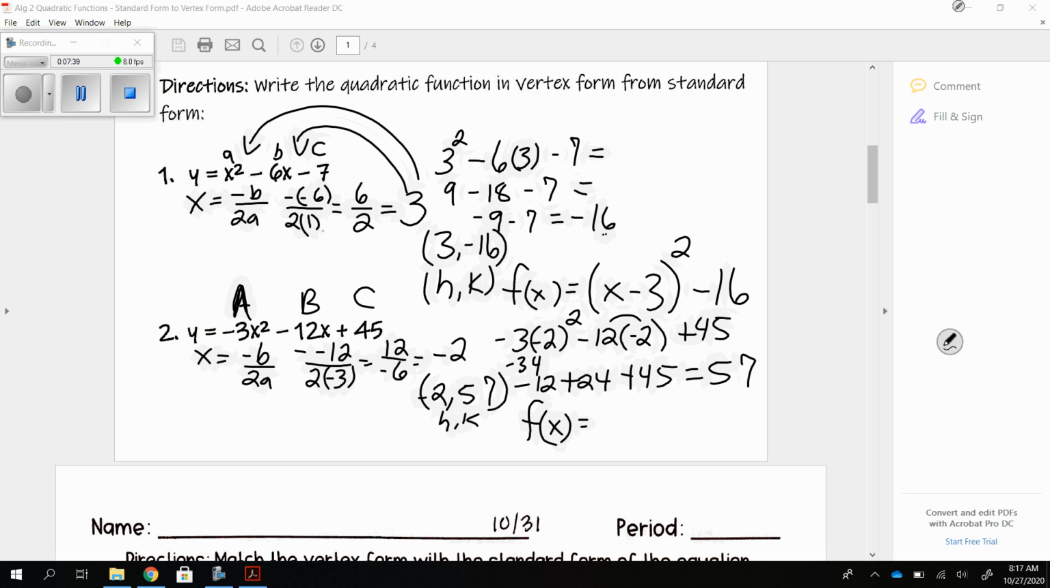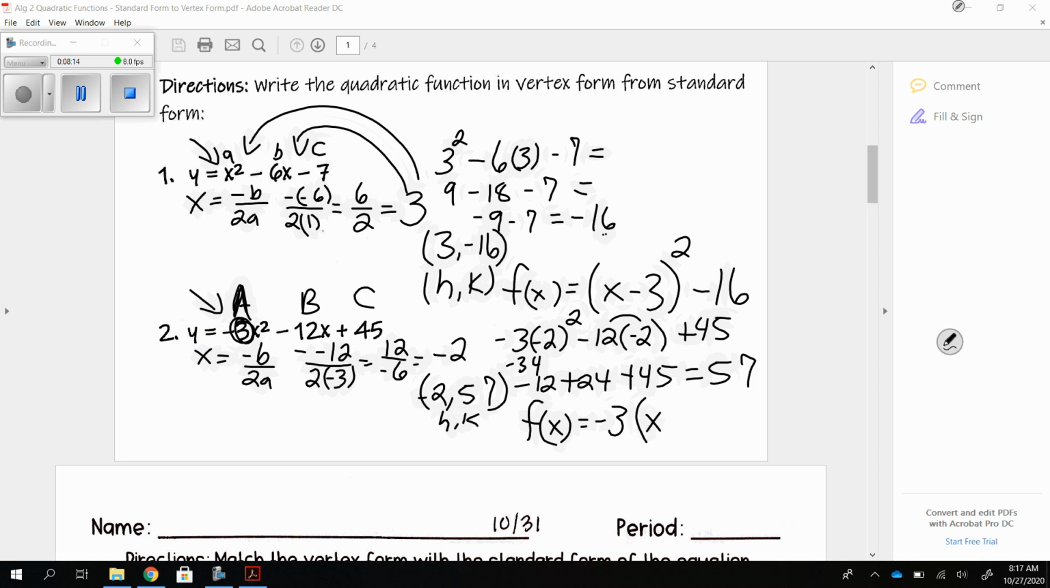Step number 5 says the a value is the same in standard form and vertex form. So this time, see this 3 right here? We have an a value, and that a value is negative 3. So we know there's a negative 3 on the outside. Back in number 1, there was no a value, so we immediately went right into the parentheses. But this time there's an a value, and that a value is negative 3. So on the outside, we put negative 3.